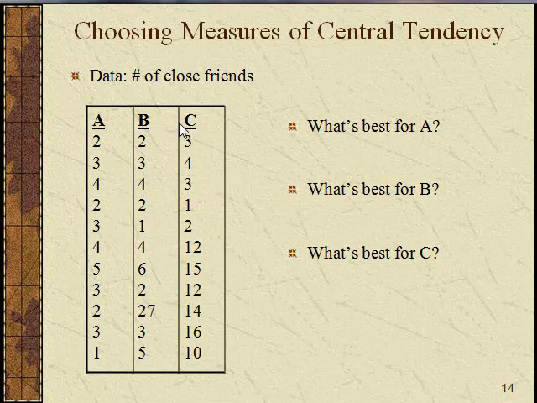Okay, then we want to choose the best measure of central tendency with the following data. So if you imagine having a number of close friends as the question we ask, imagine it turning out either one of these three ways. So first thing I want you to do is hit pause and think about which measure would be best for A, B, and C, and then start the video again when you've decided.